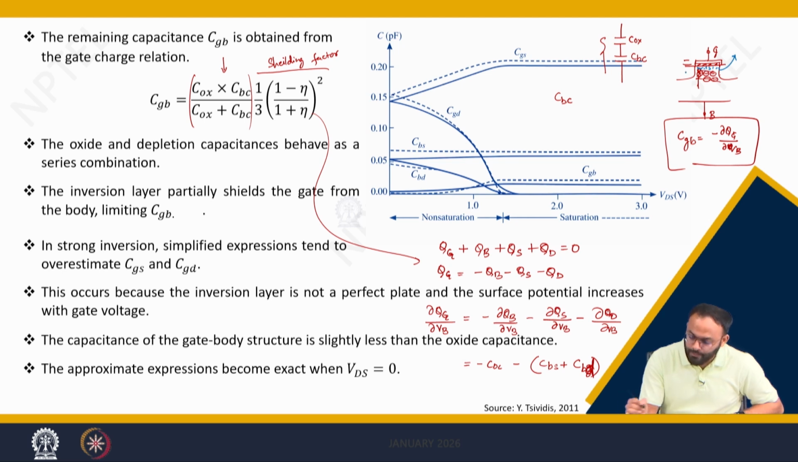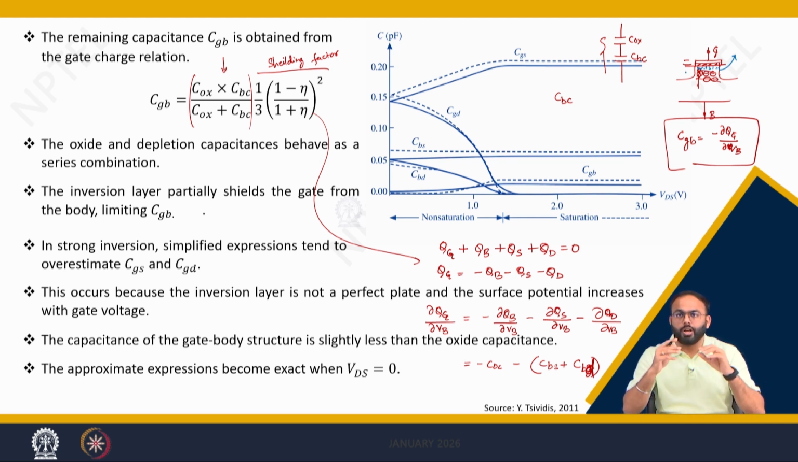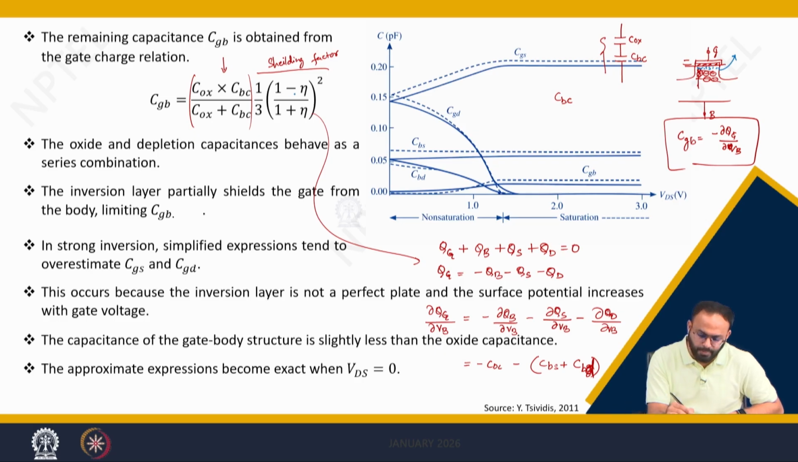So it is clear that both the capacitance are not exactly in series, meaning you cannot simply use COX into CBC divided by COX plus CBC. You have to have some shielding parameter which is coming out with this. So if you do this detailed explanation, you will get this shielding factor.